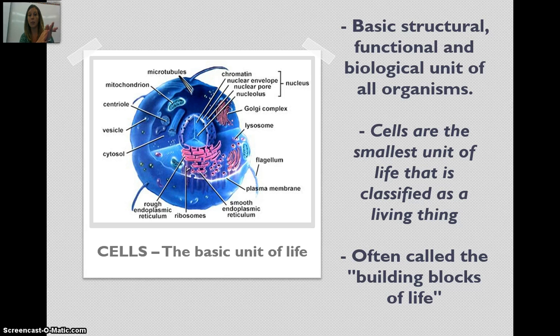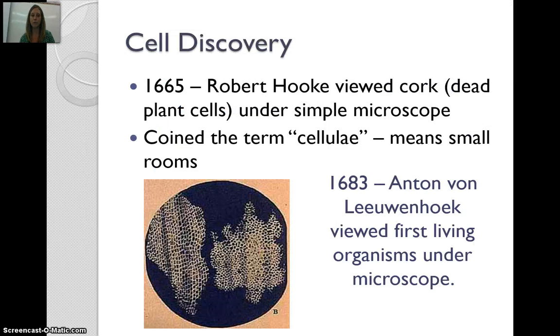Okay, so today's topic is cells, the basic unit of life. The definition of a cell is right here in italics. Cells are the smallest unit of life that is classified as a living thing. So the smallest thing that can be considered living is something made up of a single cell. In other words, the cell is a basic structural, functional, and biological unit of all organisms. They are called the building blocks of life. Remember, atoms are the building blocks of matter. Cells are the building blocks of organisms, of life.